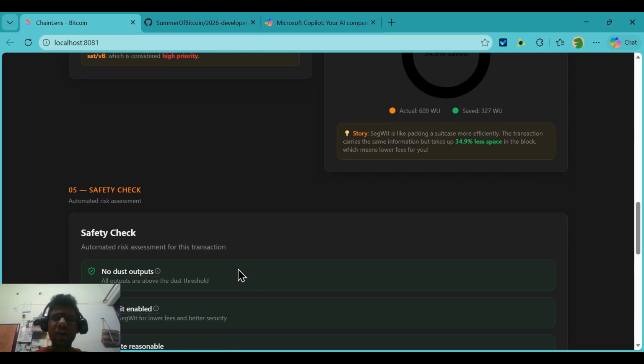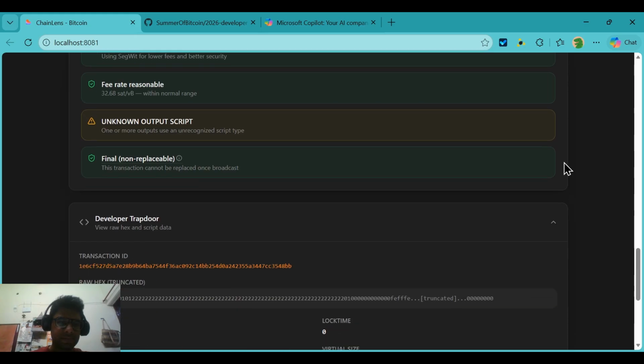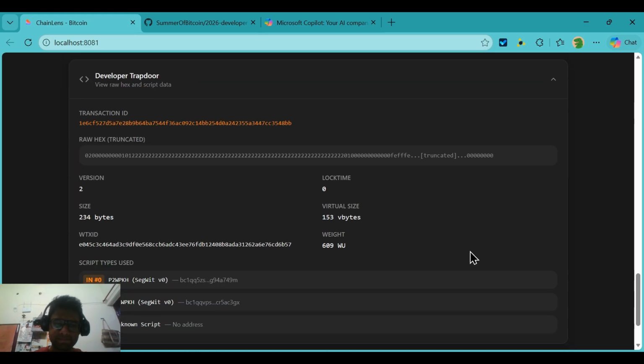Then there is also something called Timelocks. So Bitcoin allows you to save your transactions, making them inaccessible without your permission for a very long time. That is time locks. Then I've also added some safety checks and warnings, which this is not actually passing any kind of warnings. And here you can see all of the transaction data.